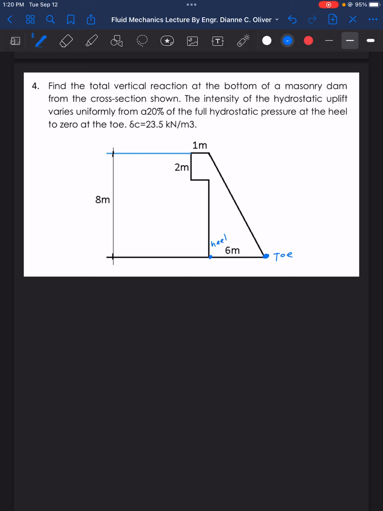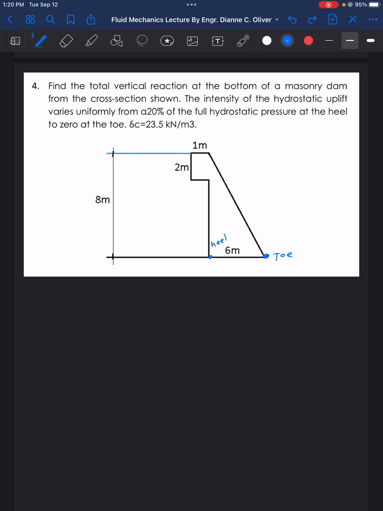Okay, so why? Because the tendency of failure here, the scenario here will be like this. So there will be a rotation at this portion here. Okay, so that becomes your toe. So what are the forces that we can see here from this structure?